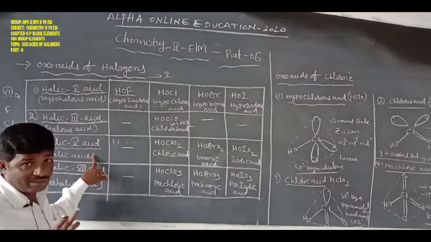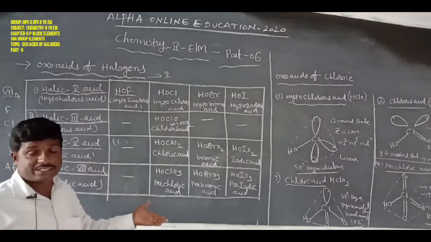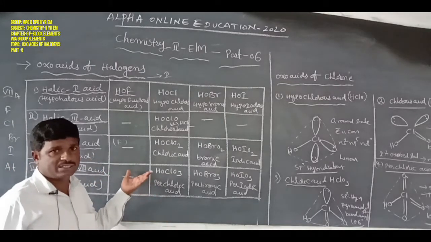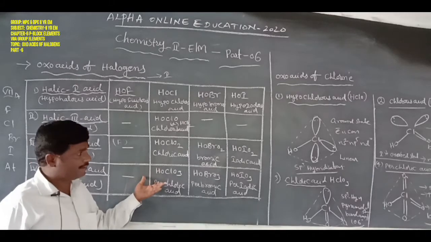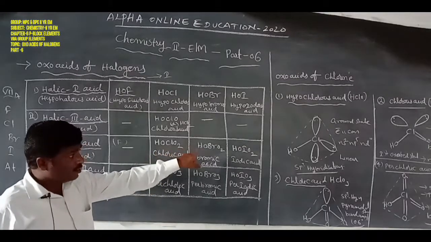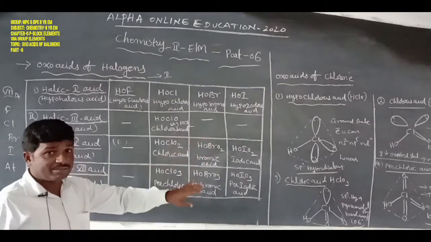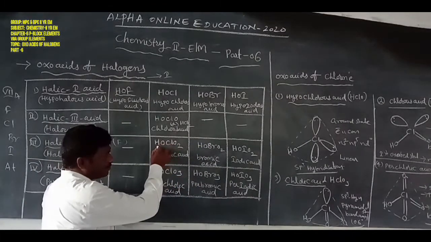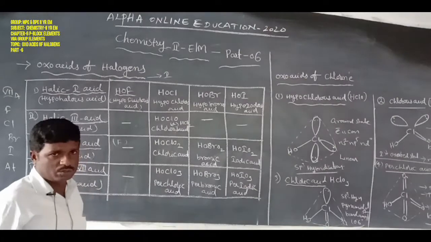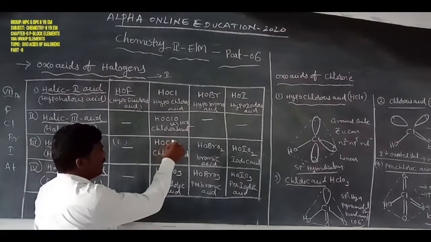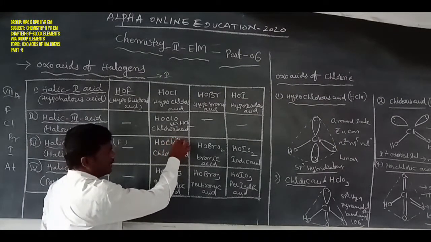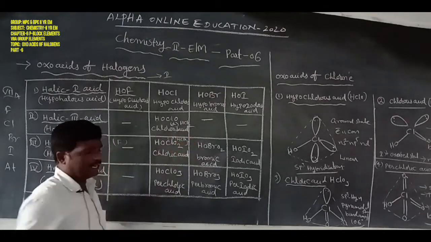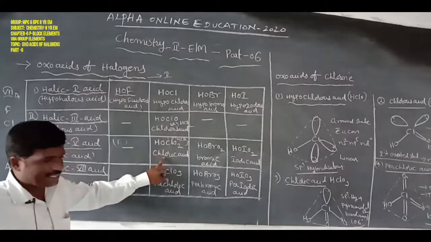Next, it is also known as a superhalogen, so it cannot form the halic fifth acid. The remaining chlorine, bromine and iodine form the halic fifth acid. For example, HOClO2 or HClO3, which is also known as chloric acid.